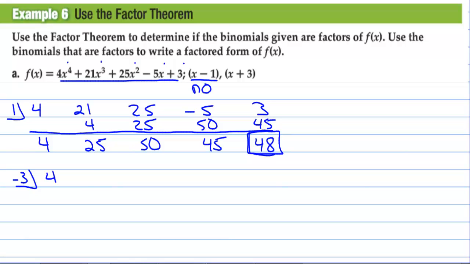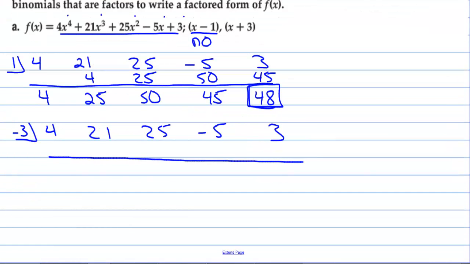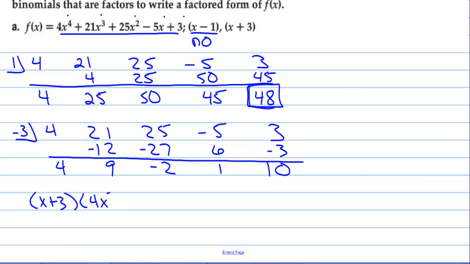4, 21, 25, -5, 3. See if we get a remainder of 0 here. Bring the 4 down. That's -12. This is 9. So that's -27. This is -2. -3 times -2 is 6. That's 1. -3 times 1 is -3. So that's going to be 0. So a factored form could be x plus 3 times 4x to the 3rd plus 9x squared minus 2x plus 1.